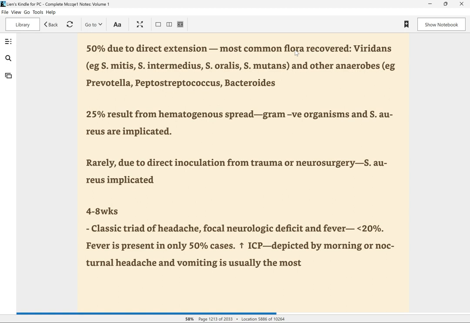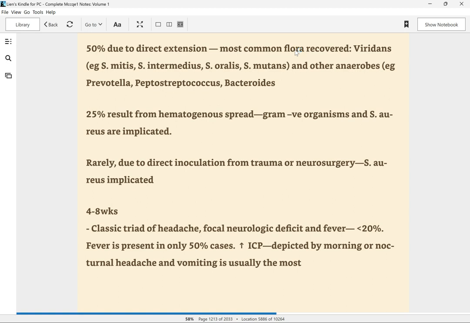50% due to direct extension. Most common flora recovered: viridans streptococci, e.g. S. mitis, S. intermedius, S. oralis, S. mutans, and other anaerobes, e.g. Prevotella, Peptostreptococcus, Bacteroides. 25% result from hematogenous spread; Gram-negative organisms and S. aureus are implicated. Rarely, due to direct inoculation from trauma or neurosurgery, S. aureus implicated.